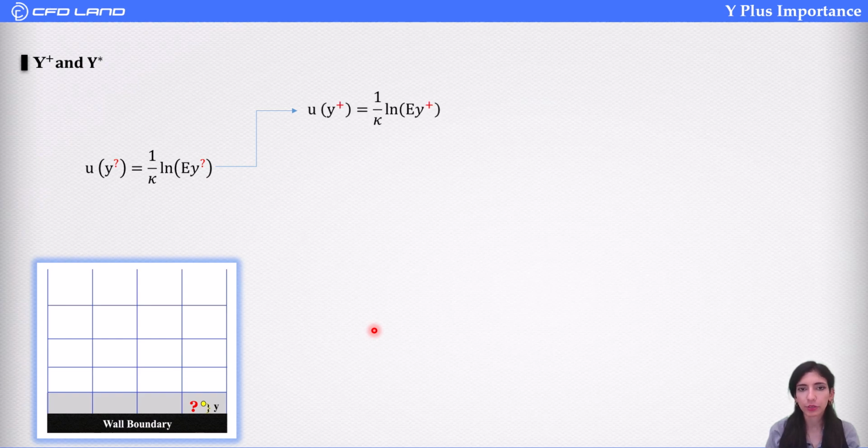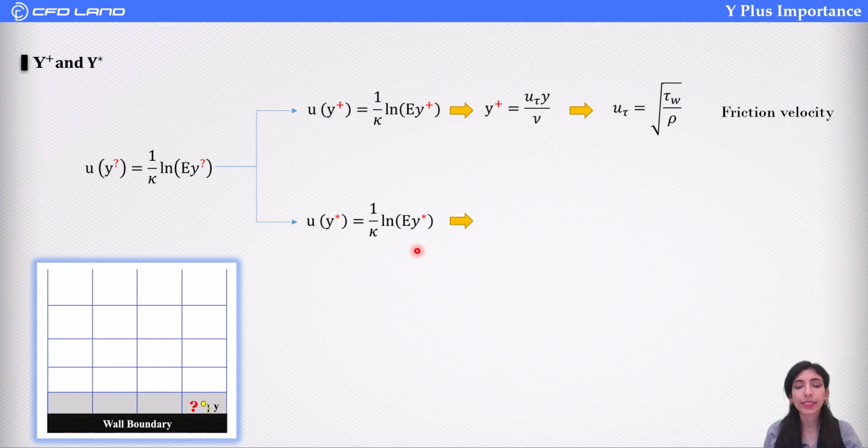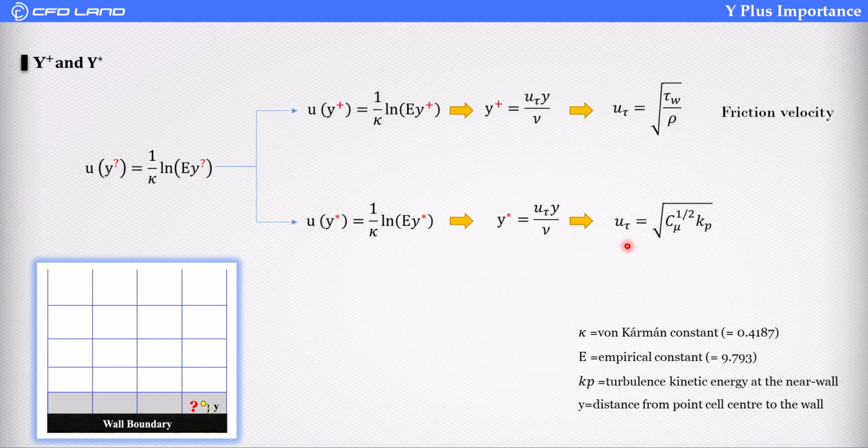They are both grid resolution parameters, with the difference that y+ uses wall shear stress to calculate velocity, but y star uses turbulent kinetic energy to calculate velocity. For the majority of cases, y+ and y star are similar, but y+ is designed for the flow on a flat surface, while y star could be used for more general flows.